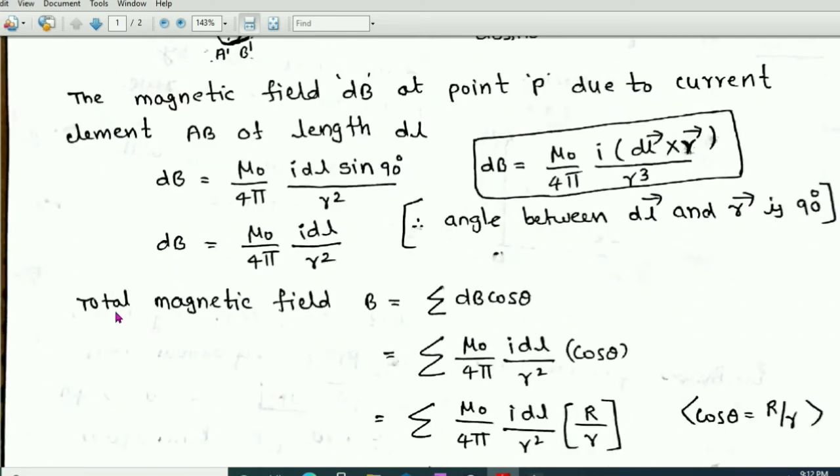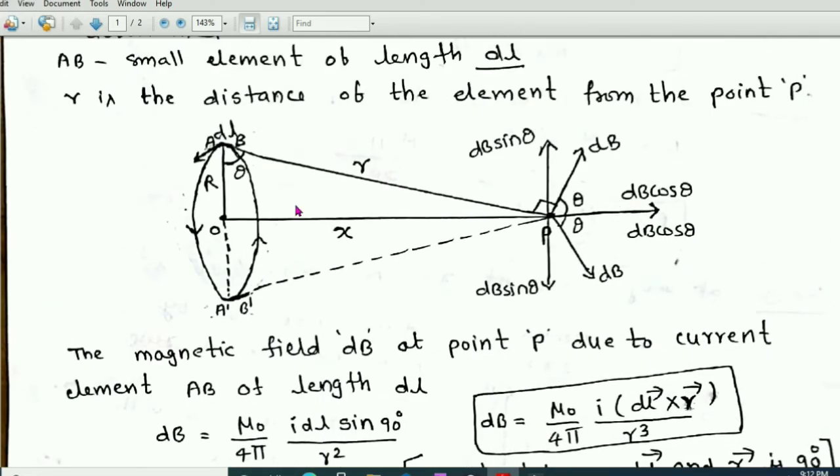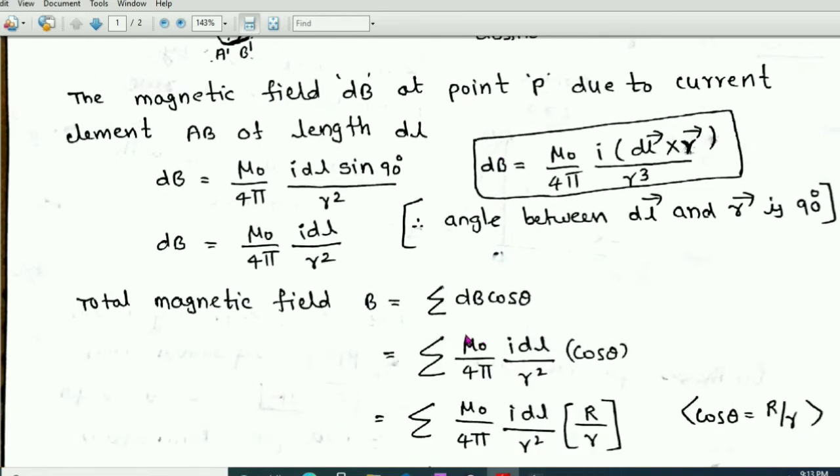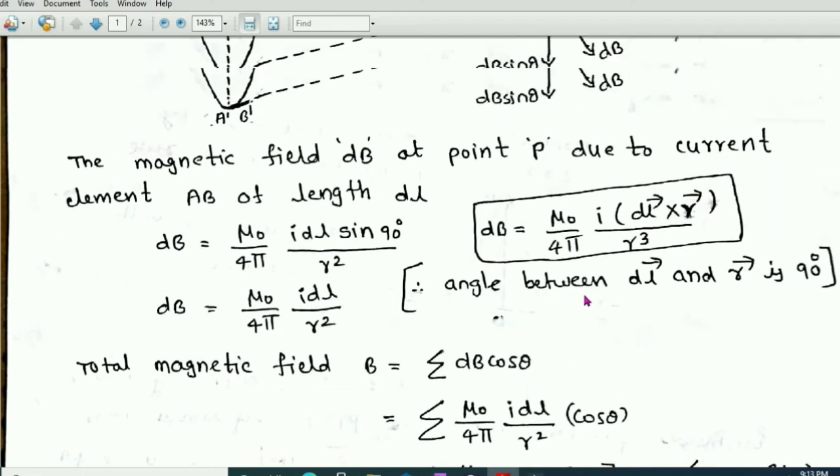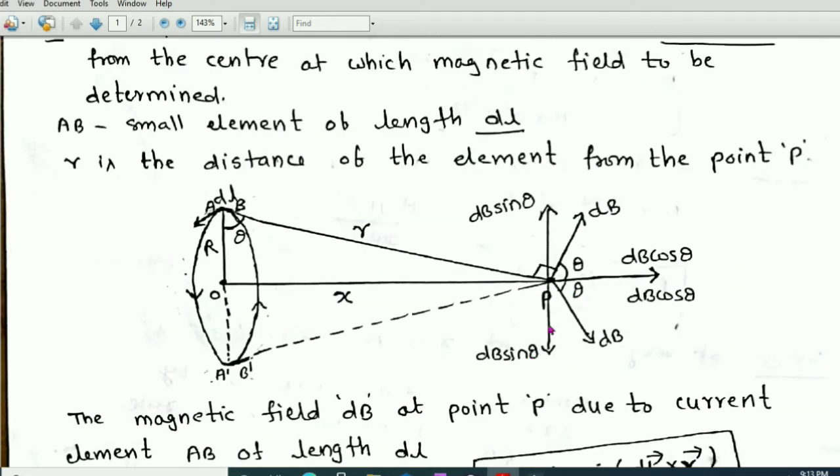Now, the total magnetic field B is given by the summation of dB cos theta. dB cos theta is the horizontal component of the magnetic field produced at P due to one length element. If you sum over all the length elements, you will get the total magnetic field at point P. Here the vertical components get cancelled, so that's why we consider only the horizontal components, those are dB cos theta.